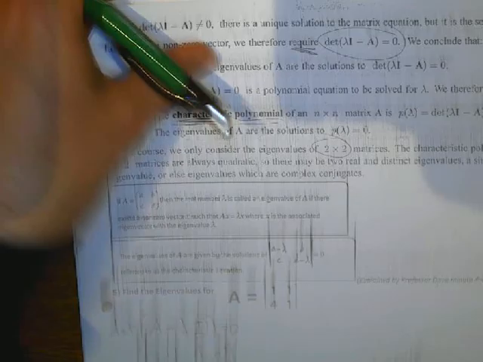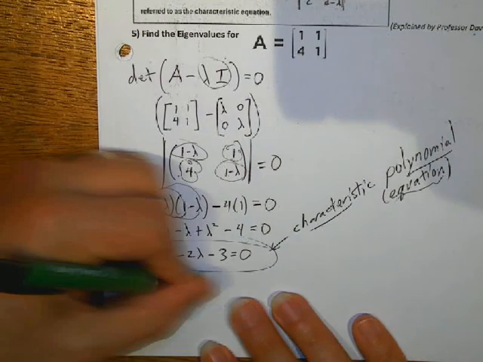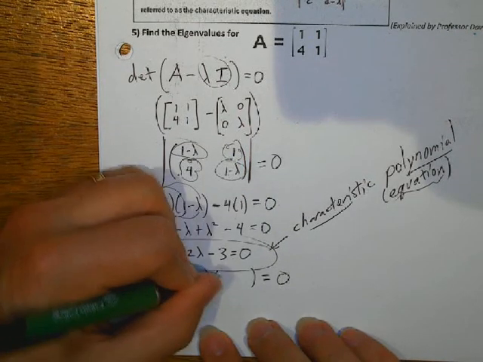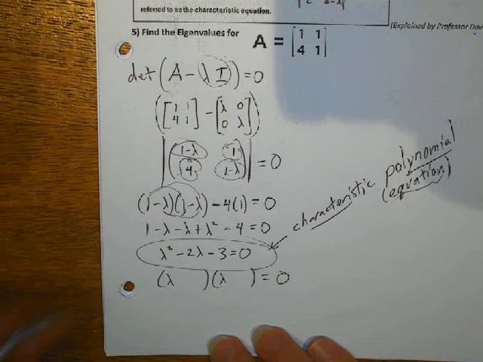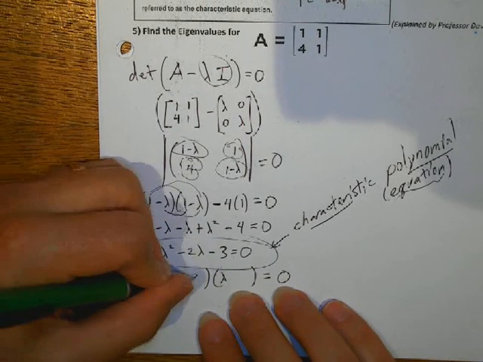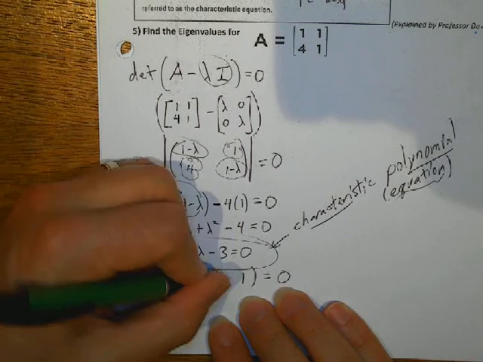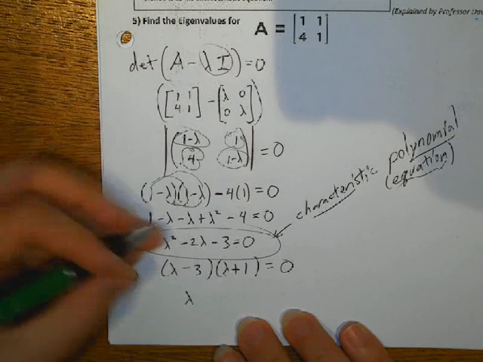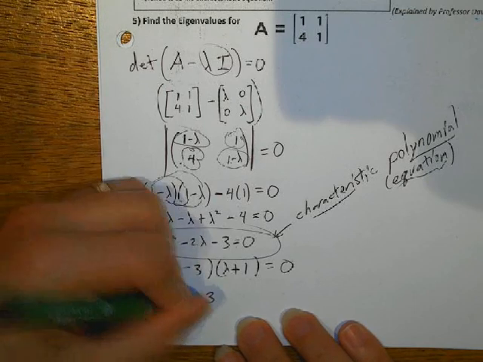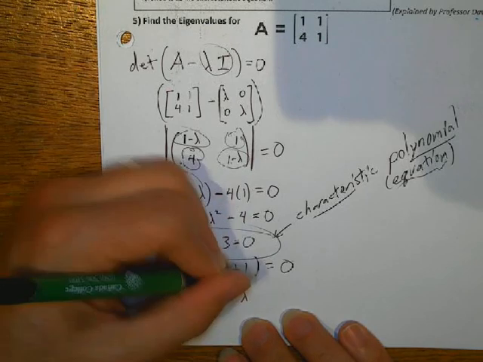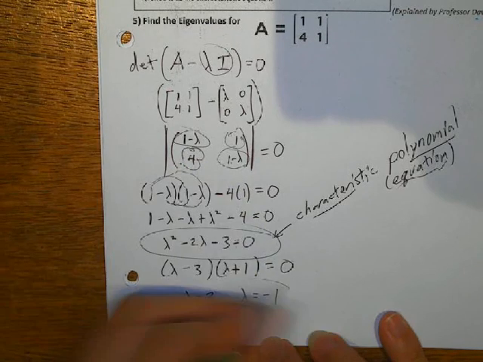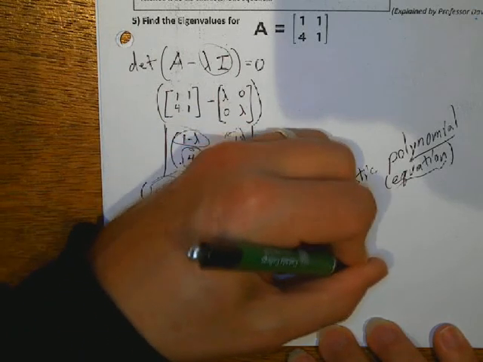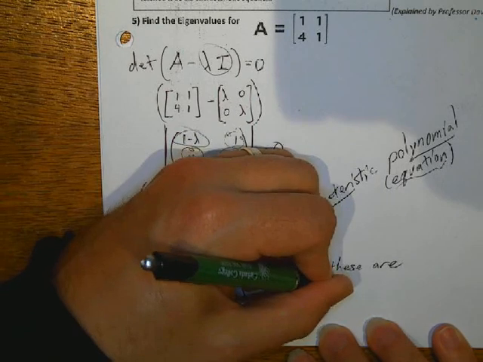So let's do this. We can factor our characteristic polynomial equation, and I can see that I can write this as 3 and 1, negative and positive. Now that I've factored this out, I know that my two eigenvalues will be 3, and the other one is going to be equal to negative 1. So these are the two eigenvalues.